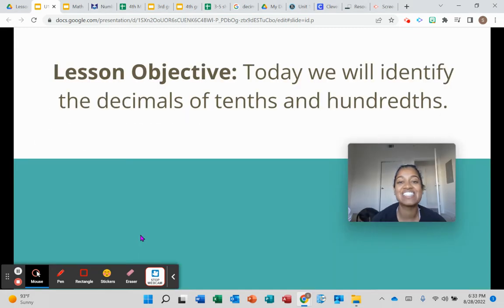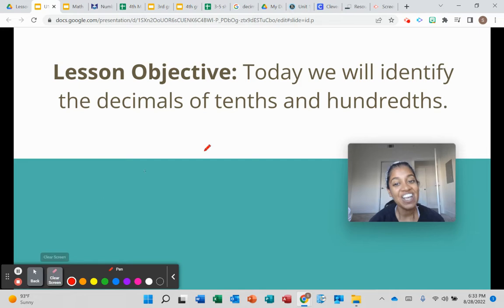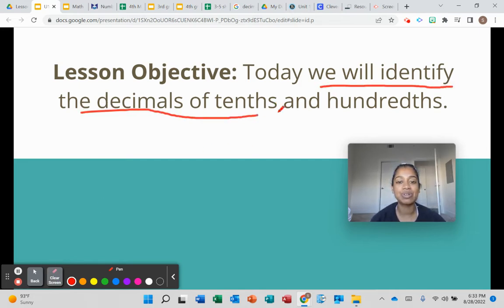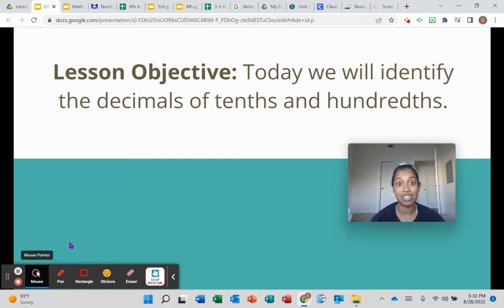Let's get into today's lesson objective. Our lesson objective for today is we will identify the decimals of tenths and hundredths. All right, fantastic. Let's go ahead and get started with our vocabulary for today.